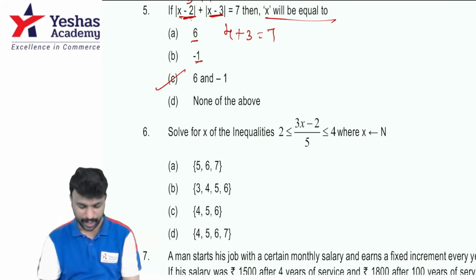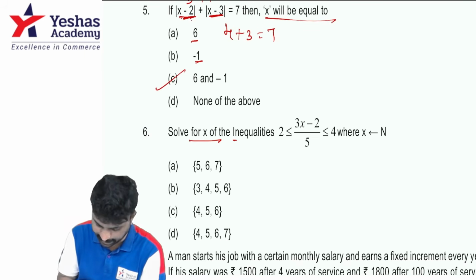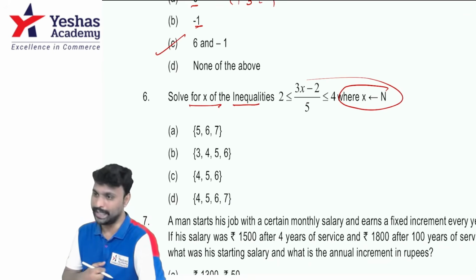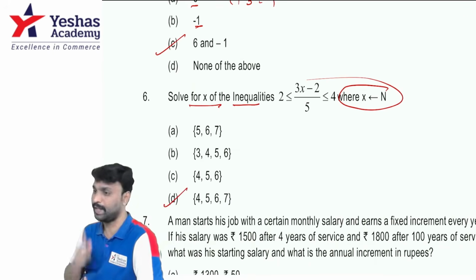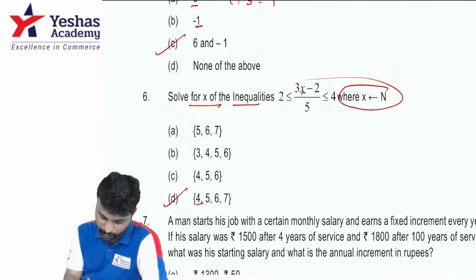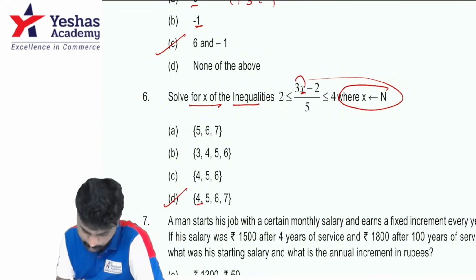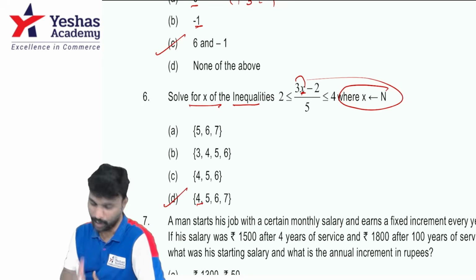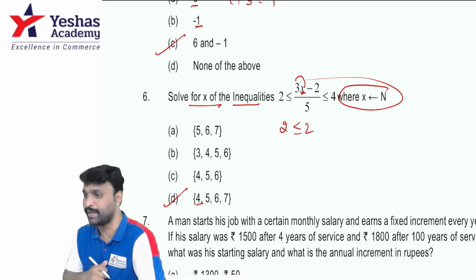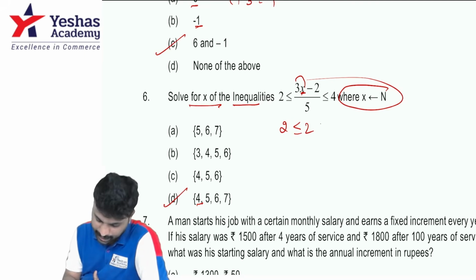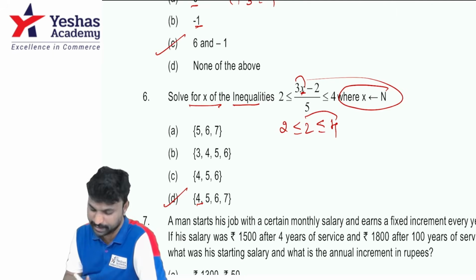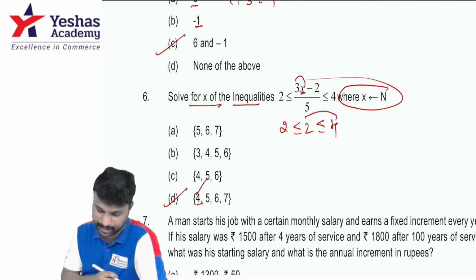Have you all understood? Guys, solve for x of the inequalities. So where x belongs to what? Natural numbers. Guys, if you try to hit the options, option D would satisfy. The reason being, if I hit x equal to 4, 3 4s are how much? 12. 12 minus 2 is 10. 10 by 5 is 2. So 2 is less than or equal to 2, definitely satisfies, right? And less than or equal to 4 also, that also gets satisfied. 2 is definitely less than 4. So 4 is definitely satisfying.